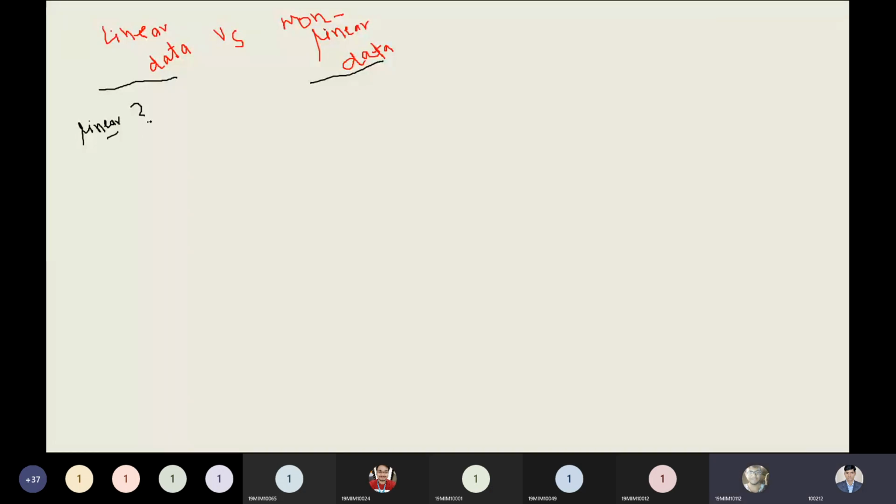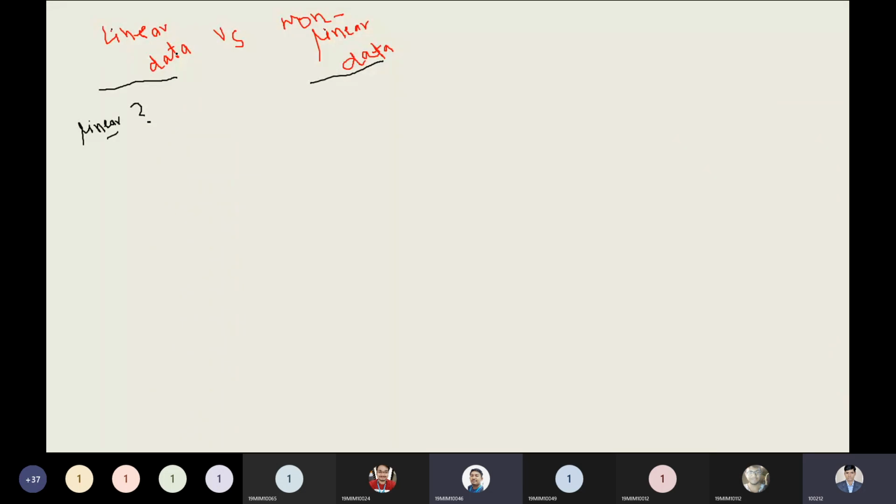Sir, I don't understand. Get from where? Y is equal to mx, sir. That is, the equation. Are you asking us to convert from non-linear to linear, or to make it so that it is linear data?